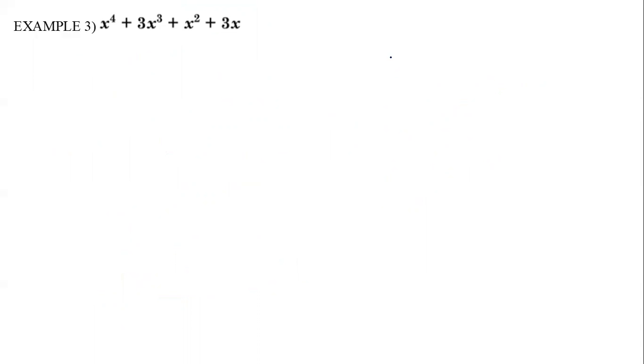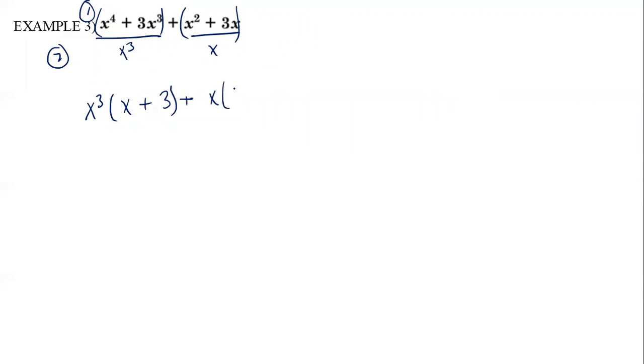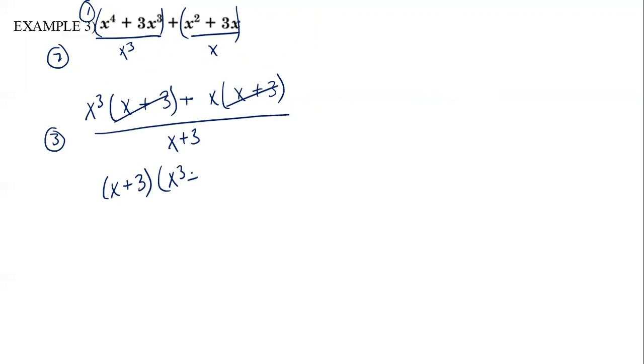We have x to the 4th plus 3x cubed plus x squared plus 3x. Okay, so step 1, group the terms. Step 2, factor out your GCFs, x cubed and x, and that leaves me with x cubed times (x plus 3) plus x times (x plus 3). Step 3, factor out your common binomial, which is x plus 3. Factoring that out leaves me with x cubed plus x.